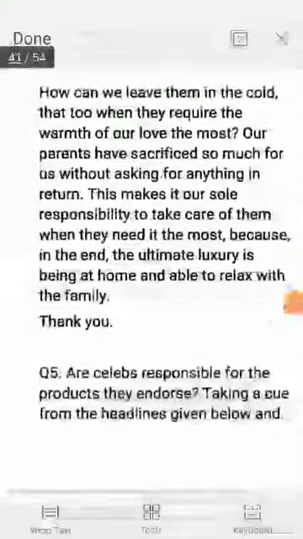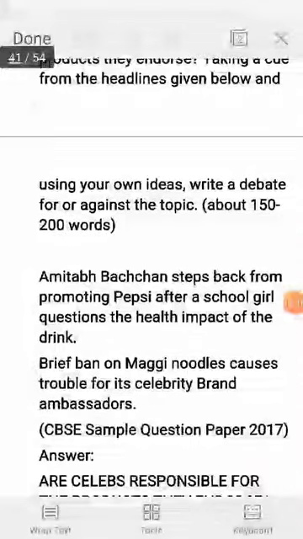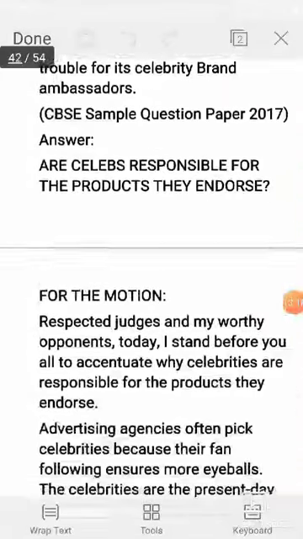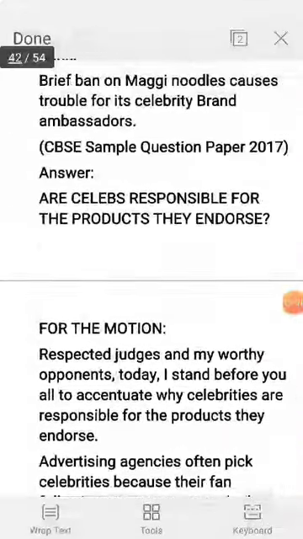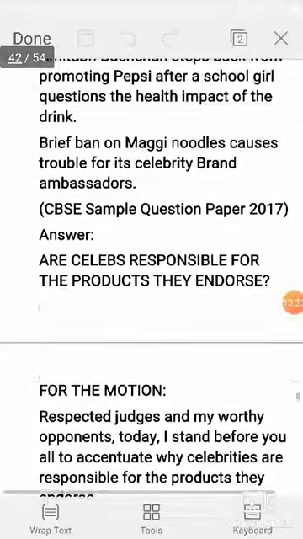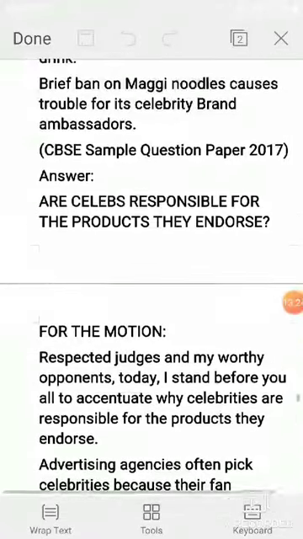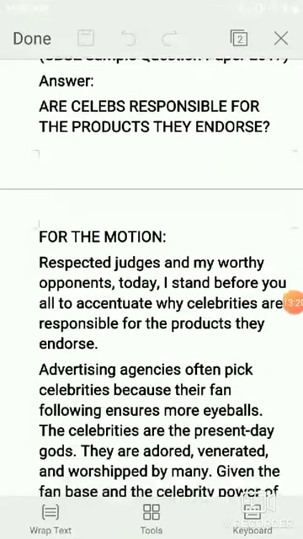The students in these topics, now we have lots of topics and we will write about lots of topics, for the motion or against the motion. Now there is another topic: are celebs responsible for the product they endorse. We all know that a lot of celebrities are supporting a lot of products, but usually we see that a lot of celebrities are not using these materials and products.